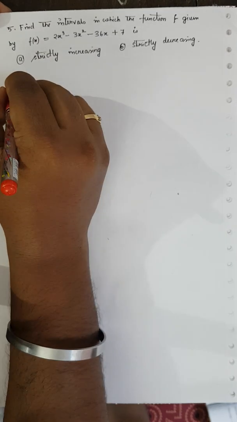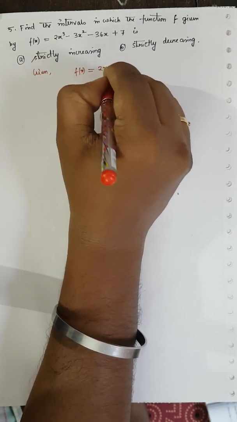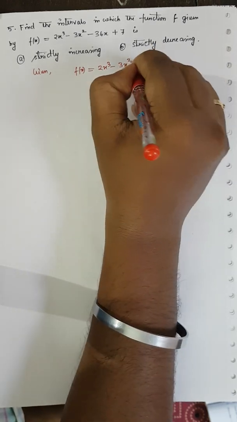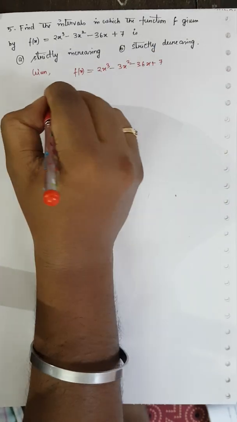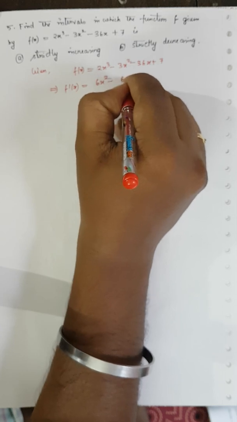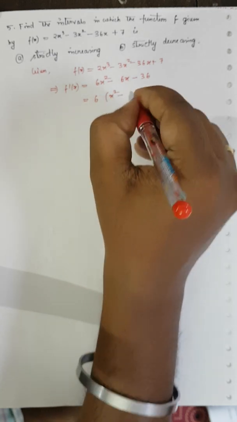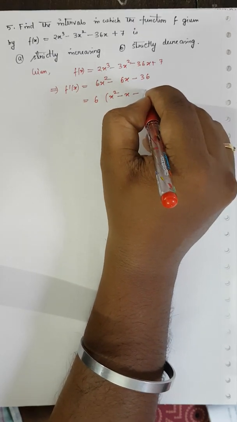Now it is question number 5. Find the intervals in which the function f given by f of x is equal to 2x cube minus 3x square minus 36x plus 7 is strictly increasing and strictly decreasing. So you're given that f of x is equal to 2x cube minus 3x square minus 36x plus 7. Find out f dash x. You will get 6x square minus 6x minus 36. If you take 6 common, this is x squared minus x minus 6.